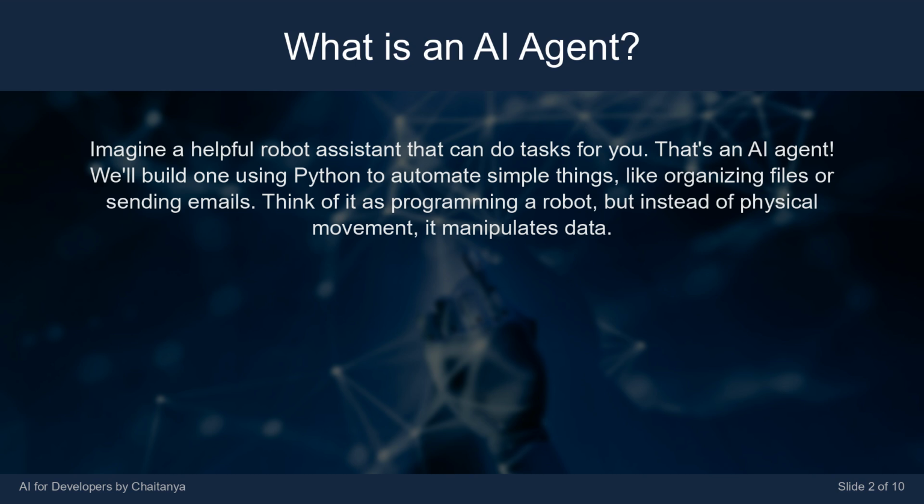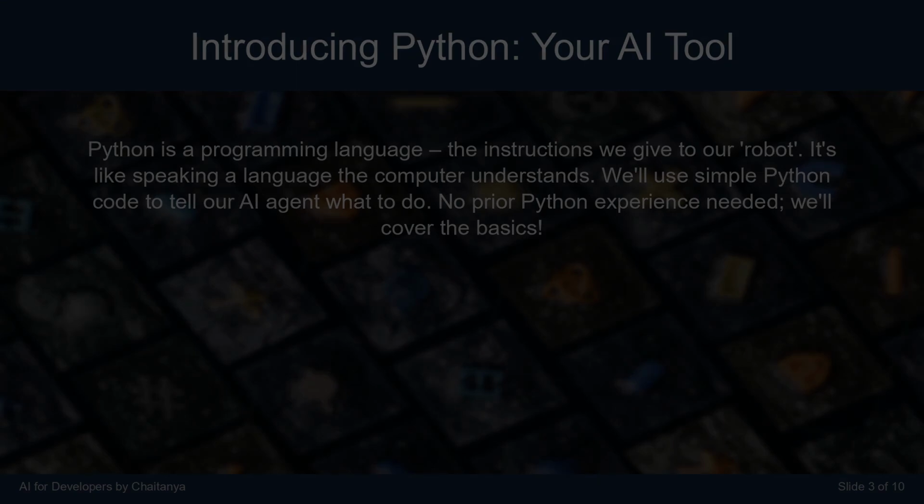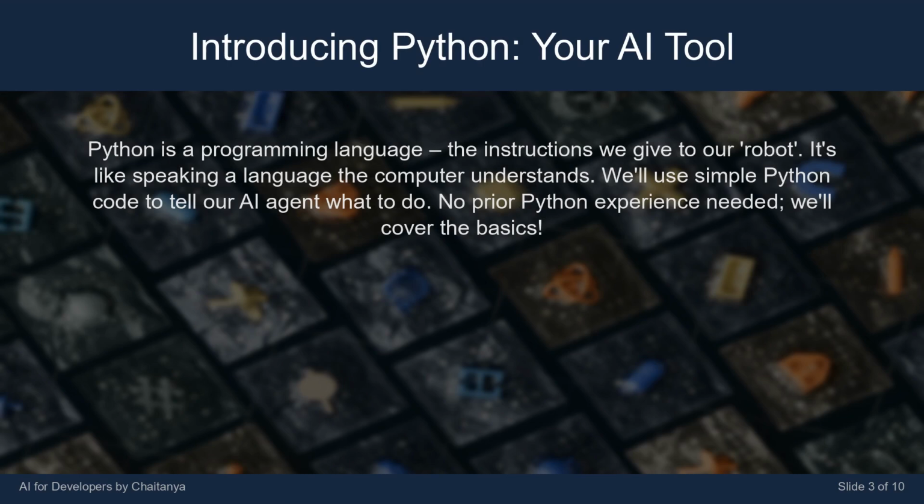Think of it as programming a robot, but instead of physical movement, it manipulates data. Python is a programming language, the instructions we give to our robot. It's like speaking a language the computer understands. We'll use simple Python code to tell our AI agent what to do. No prior Python experience needed.